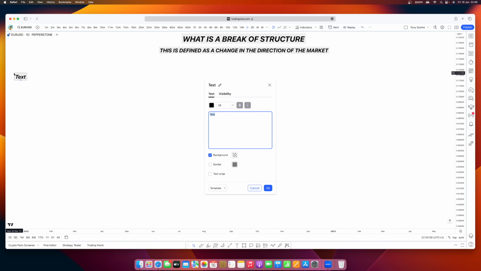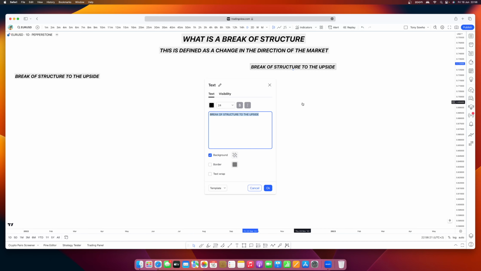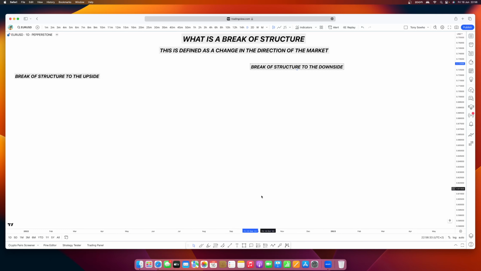Number one is the break of structure to the upside. And then we have a break of structure to the downside. So there's no break of structure to the consolidation side. Okay, so we only have a break of structure to the upside and a break of structure to the downside.